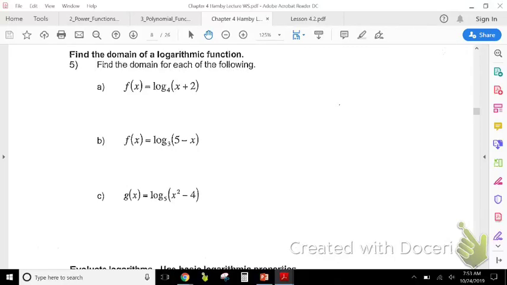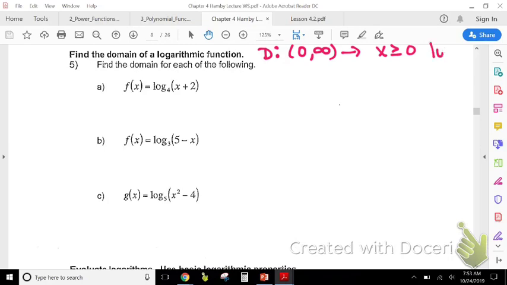Alright, so for the next part, here it wants us to find the domain of each of the following. Well, remember the domain of the parent function, we said in example 1, was going to be from 0 to infinity, right? Which tells us whatever we're taking the logarithm of, another way to write that is x is greater than or equal to 0, right?